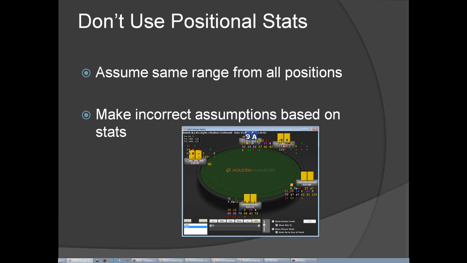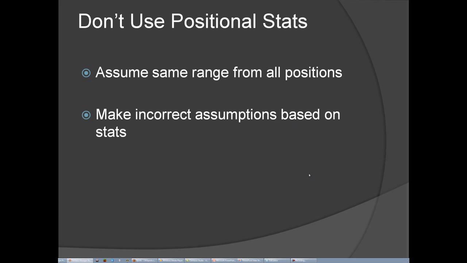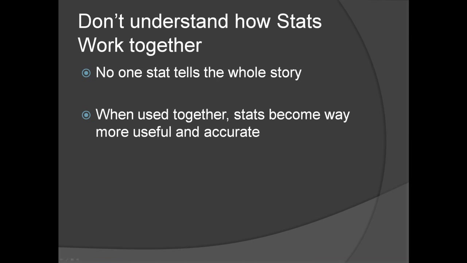So that's the first big mistake I see players making: they don't use positional stats, and they draw incorrect assumptions based on an overall range and not based on positional and some of the other stats that we just looked at.